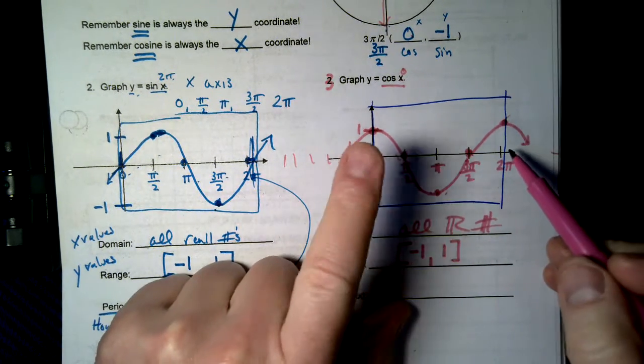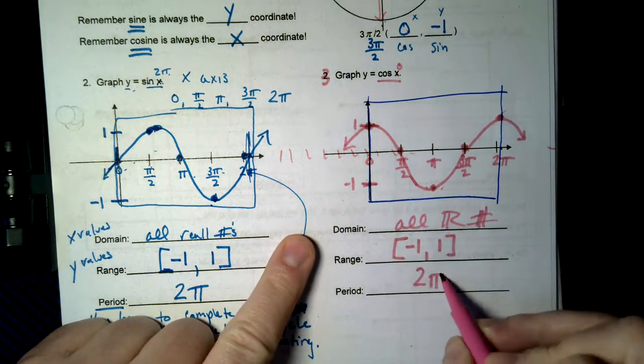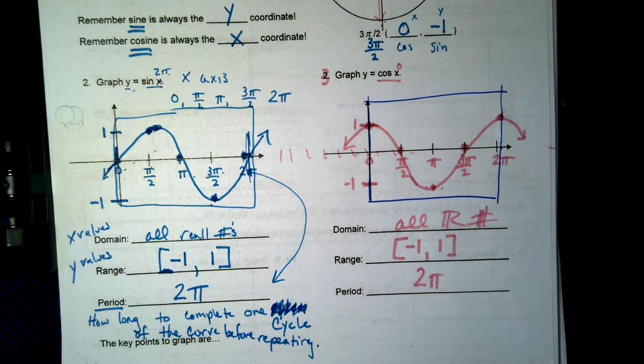And the period length, it goes from 0 to 2 pi before it repeats itself. And so that's a length of 2 pi.